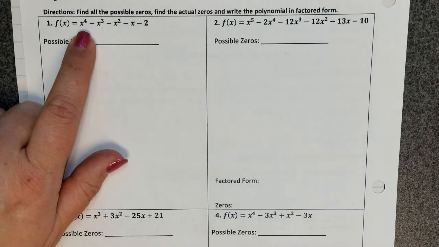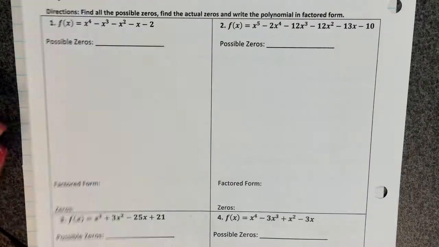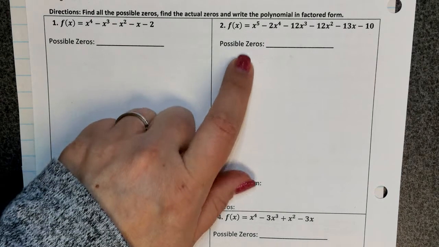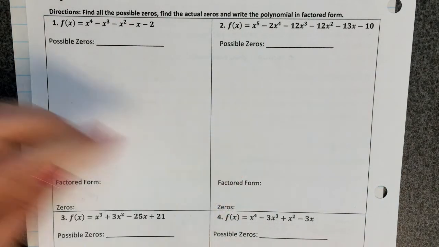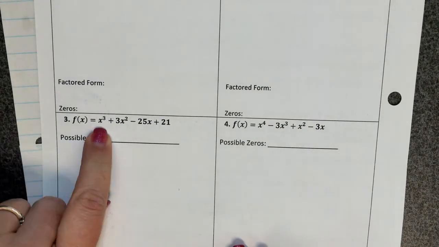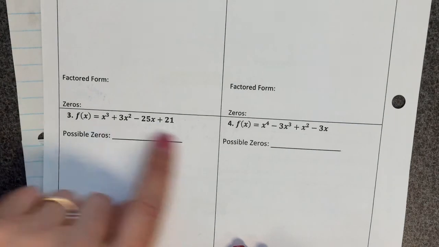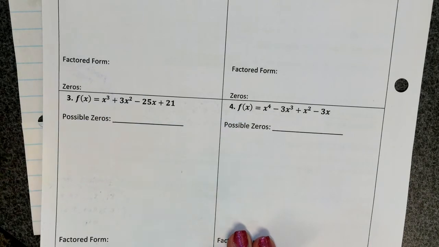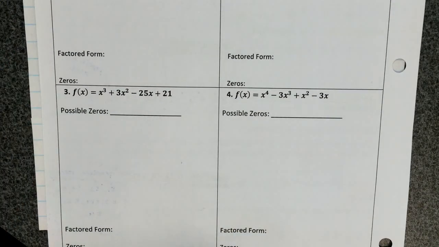Now, this one is a 4th degree, so you're going to have to probably do synthetic division twice, just like we did before. This one's a 5th degree, so you might have to do synthetic division 3 times here. This one's a 3rd degree, so probably just once. A 4th degree, you're probably going to have to do synthetic division twice here. So you just have 4 problems. You should be able to finish it. If you don't, that is your Friday work this week.